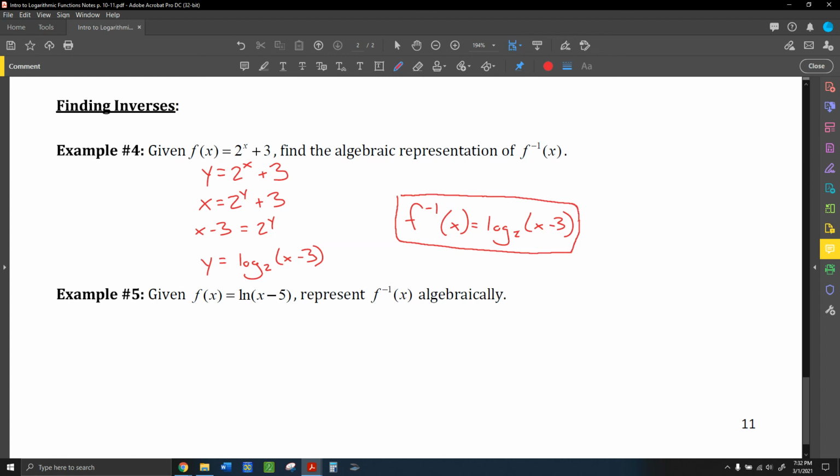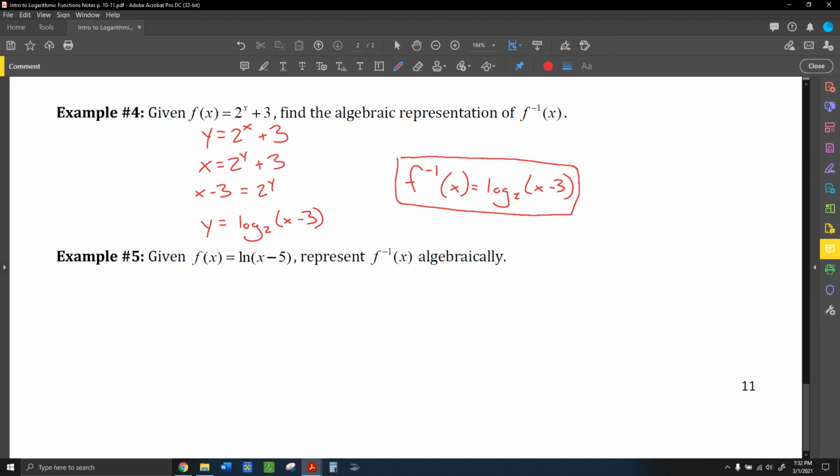One more example for today. Now I give you a log and I say find the inverse. So you can expect that your answer is going to be an exponential function, knowing that the inverse to a log is the exponential and vice versa. So again, we can rewrite this as y equals the natural log ln of x minus 5. Switching x and y, we have x equals the natural log of y minus 5.